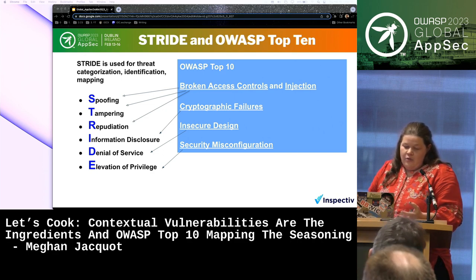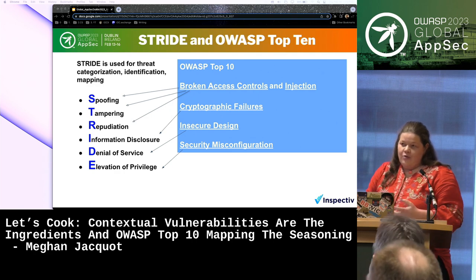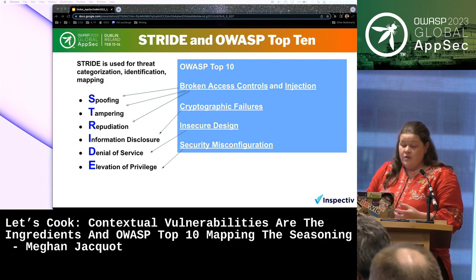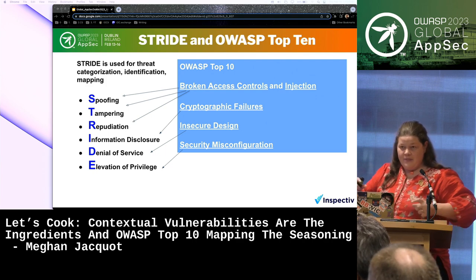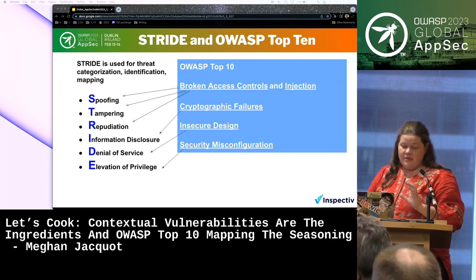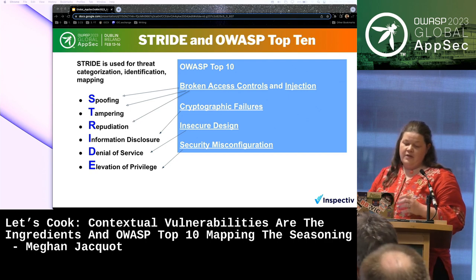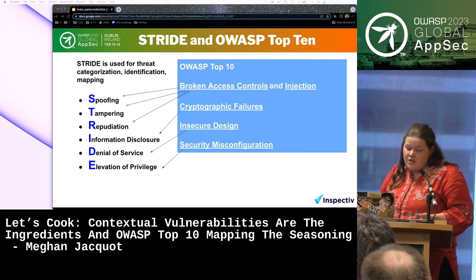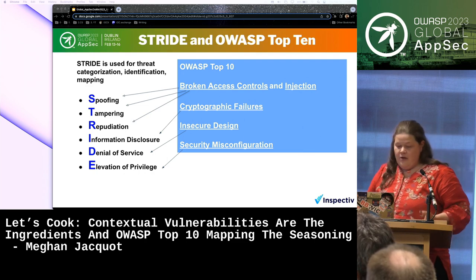You could take other ways to map them. And these are using the broad categories as opposed to something really specific. And then what you can do with this is actually make mind maps of it. So you're making visualizations of the different things that might be spoofing, the different things that might be tampering. And you're kind of thinking through how might a threat actor target my system? And so you can use STRIDE to do threat categorization, identification, mapping it all out as well.